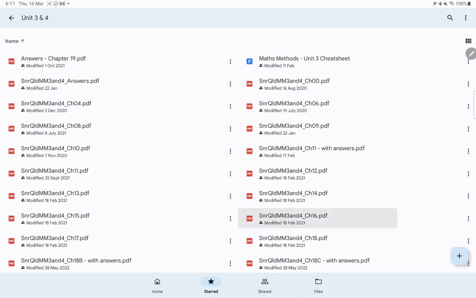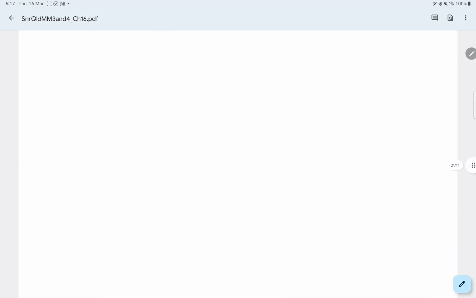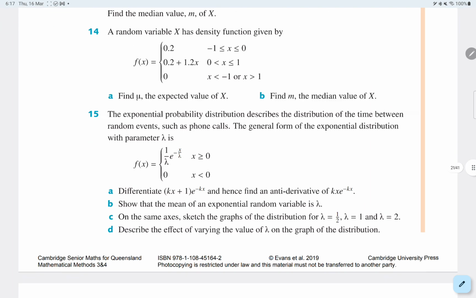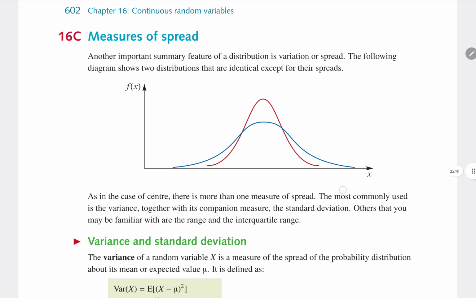Okay, so for chapter 16C, the three new concepts you need to learn are variance, standard deviation, and the interquartile range. Remember I mentioned standard deviation before? What is standard deviation? What do you guys remember so far? Variance in data. It's a variance in data, correct?